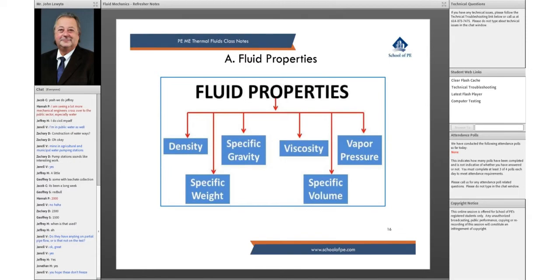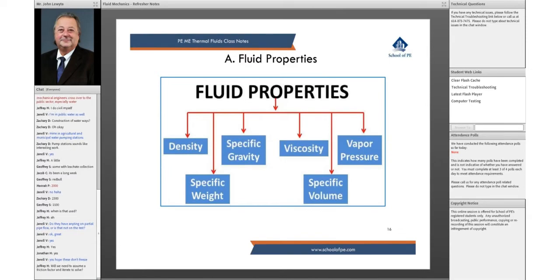So in terms of fluid properties, again, we're going to talk density, specific weight, specific gravity, viscosity, vapor pressure, specific, again, specific volume.